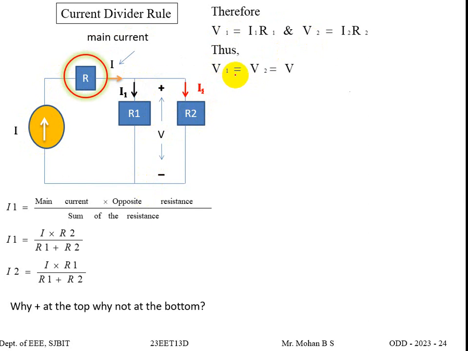Thus, we know that V1 is equal to V2 is equal to V in a parallel circuit. Thus, I1 R1 is equal to I2 R2. We call that equation 1. Then I'll represent I2: just take R2 to the other side, as the denominator, and call that equation 2.